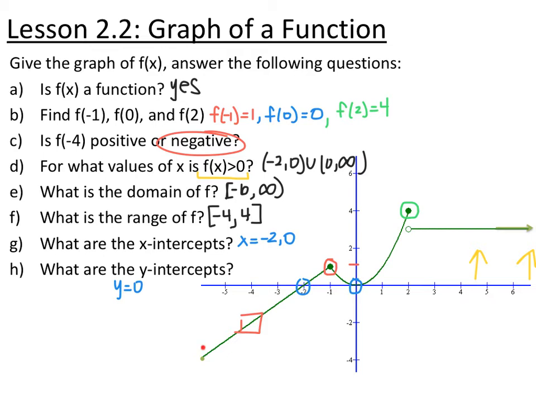Range, down here I started at -4, again including because I actually reached that value. I reach everything up to a 4. Again, a bracket because I actually achieved that value. X-intercepts where you cross the x-axis, so -2 and 0. Y-intercepts where you cross the y-axis. For a function, there can only ever be 1 for it to pass the vertical line test, or 0. And in this case, it's y equals 0.